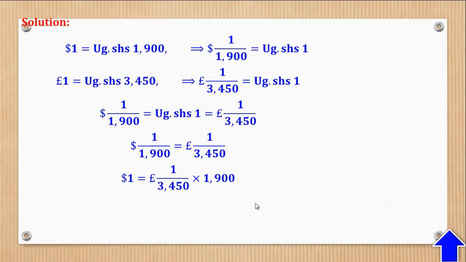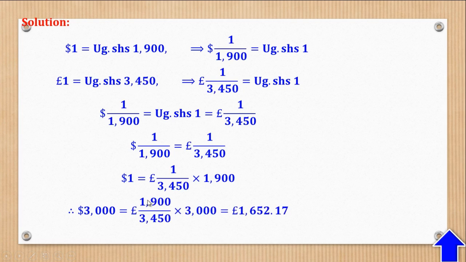So now that I know the rate for $1 in terms of pounds, I'll say that therefore $3,000 will be equal to 1,900 over 3,450 multiplied by 3,000 to come up with 1,652.17 pounds. Therefore we shall write here that she will get pounds of 1,652.17, and basically that's what they wanted.